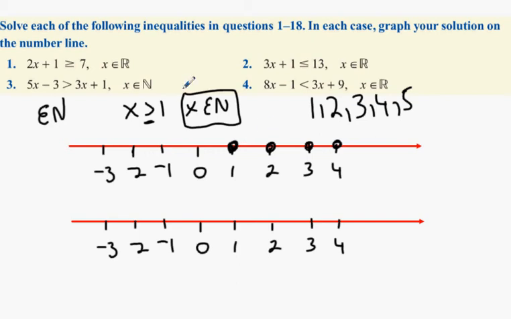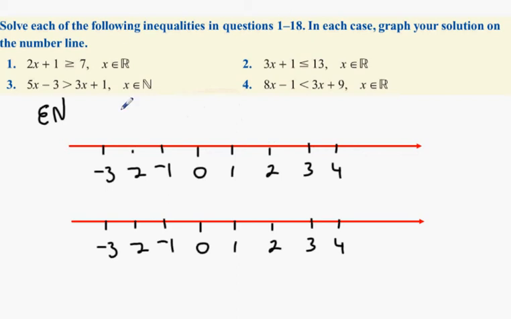Now, another trick regards x element n. What happens if I change the question to something like this: x is greater than or equal to -2, and x is an element of n? Do I start from -2? Why am I not allowed to start from -2? It's x element n, so I have to start at 1, 2, 3, and it keeps going on forever. So you include an arrow to say that it's going to go on forever and never stop. Does that make sense?